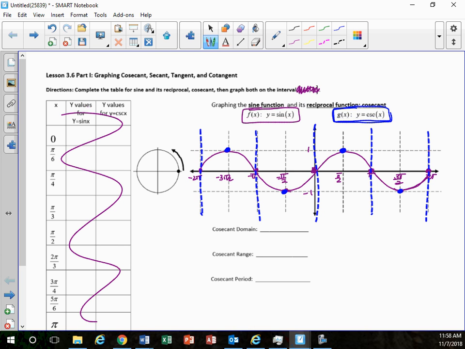So we could go in here and do the reciprocals of 1/2 and √2 over 2 and √3 over 2, but I mean, a half is easy. The others are kind of ugly. So let's just think generally. If I'm taking the reciprocal of something smaller than 1, what happens? It gets bigger than 1. So that means this is coming up here. This is going down here. You don't have to plot the rest of the points. You just have to kind of draw the general shape.